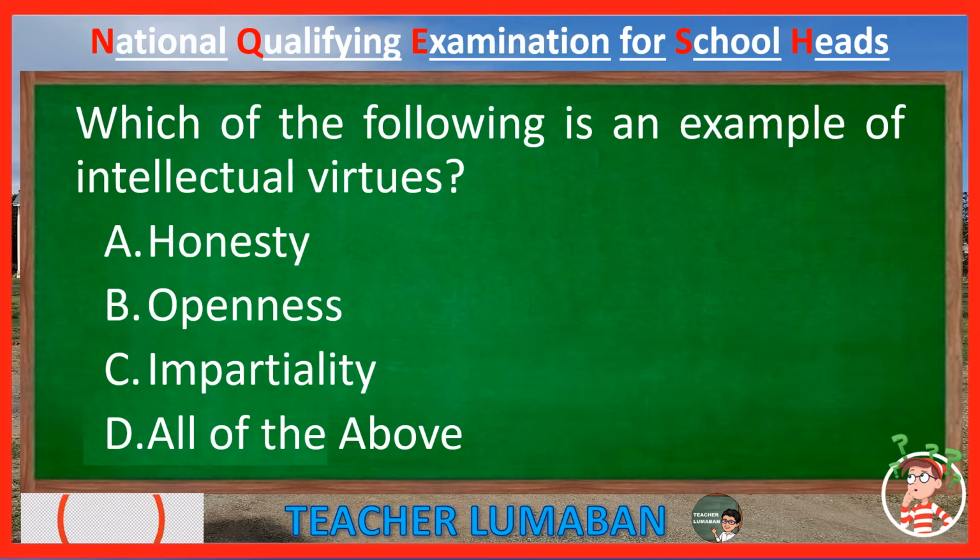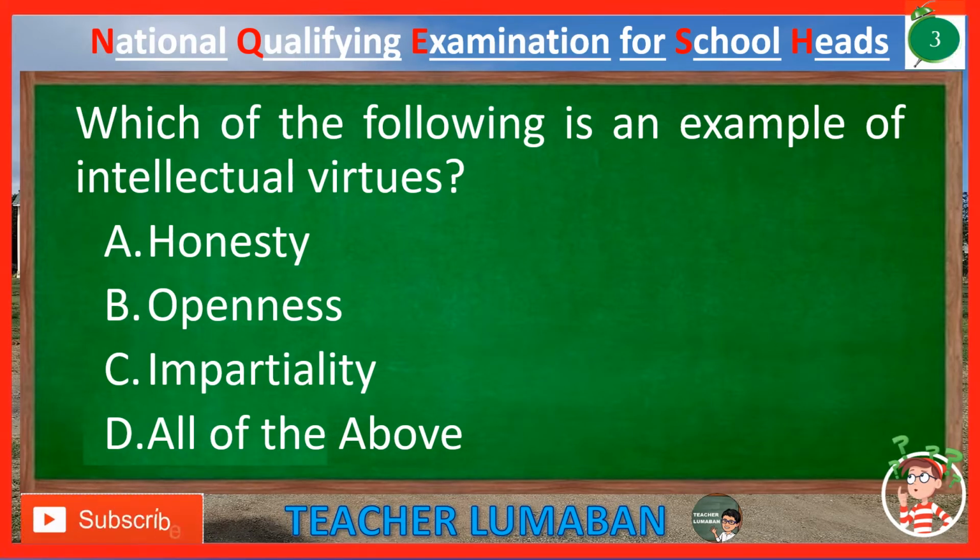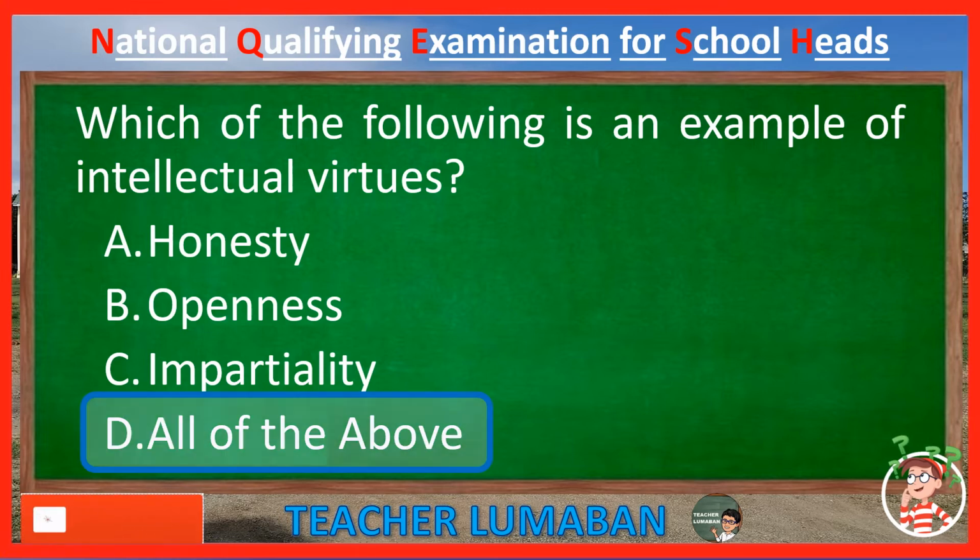Choose the suitable answer based on the given choices in 5 seconds. 5, 4, 3, 2, 1. Letter D is the correct answer. All of the above. All of the choices are examples of intellectual virtues.